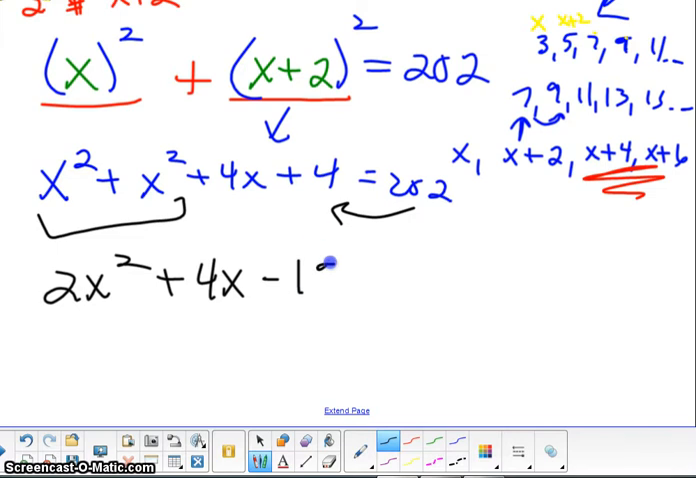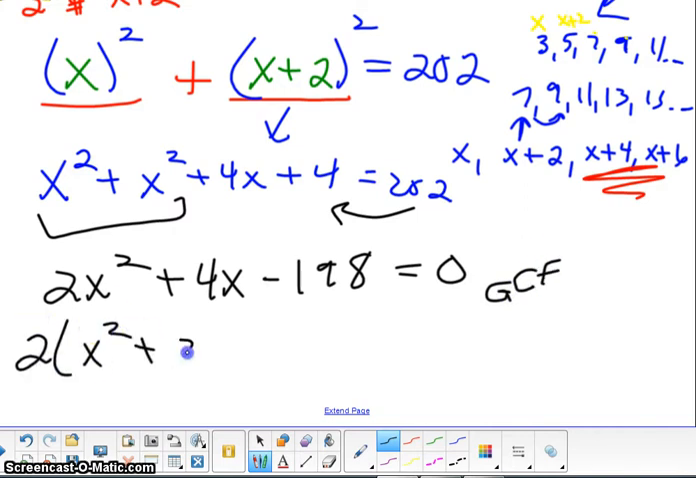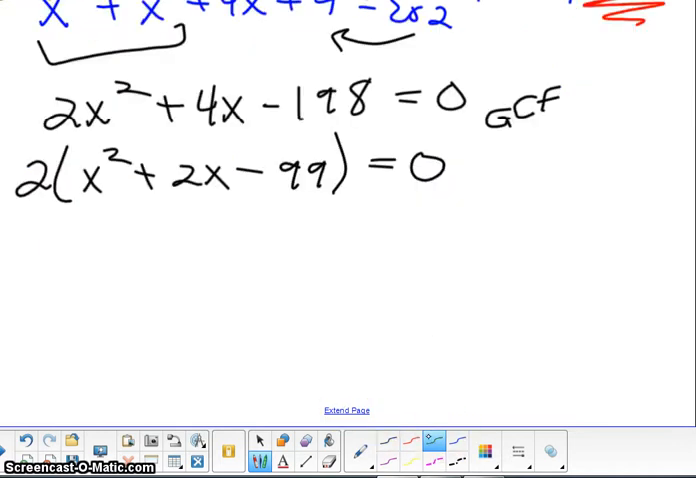to get a negative 198. Okay, now we always should take the GCF out first, and since there is a 2 in common, we're going to go ahead and do that. It will definitely help when we are trying to find the factors of that. So it ends up being 99 when you divide 198 by 2. And then we have to find factors of 99. And 9 and 11 will be the winning numbers.